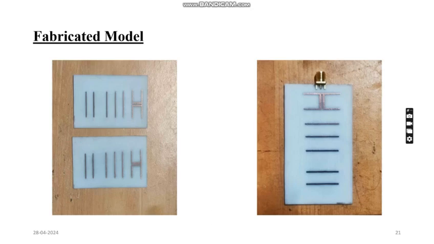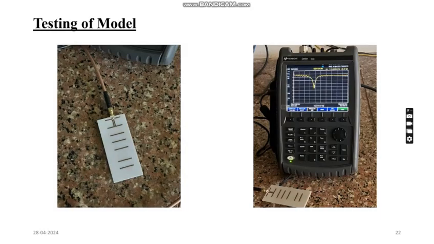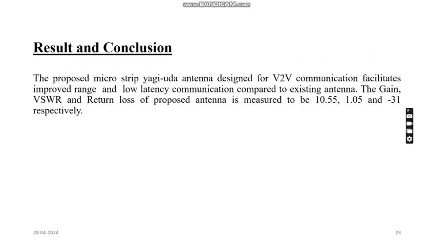And this is the fabricated model of the antenna. Well, the fabricated one has 5 diodes, and we have tested the antenna in the microstrip network analyzer. We tested the antenna, and finally the results. The proposed Yagi-Uda antenna for VT communication is to reduce the latency and the radiation pattern from the existing antenna.